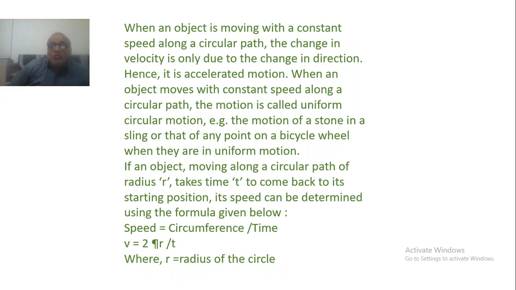If an object moves along a circular path of radius r and takes time t to come back to its starting position, its speed can be determined using the formula: speed is equal to circumference upon time. That is, the total distance covered is nothing but the circumference of that circular path. Circumference is given by 2 pi r upon t.